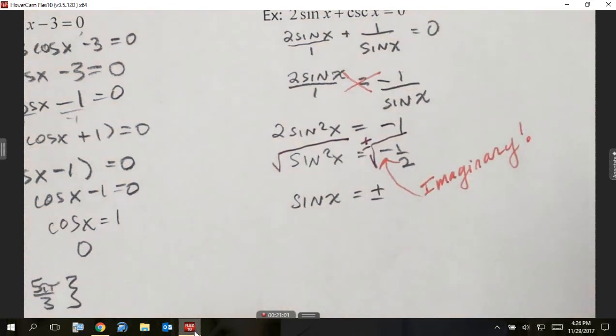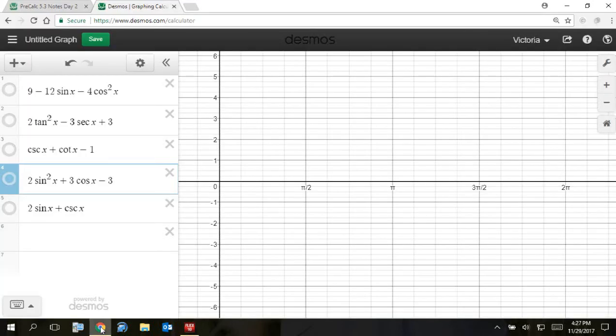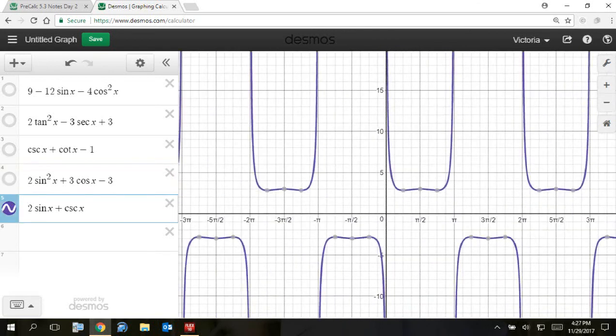It's imaginary. What does that mean for my graph? I have an idea. I'm going to go look on Desmos. I'm going to see what this graph looks like. So you can see I graphed it, and this graph never crosses the x-axis, at least from 0 to 2 pi, definitely not. And if I zoom out, you'll see it never crosses the x-axis. So there are no solutions. That's why I got this imaginary answer, because there are no real solutions. So we would say no solution.